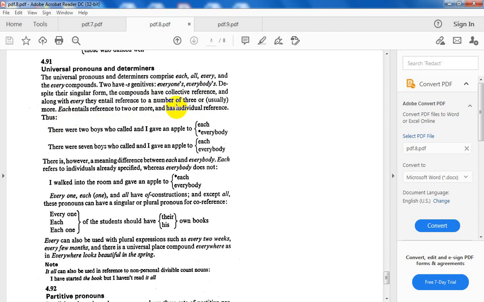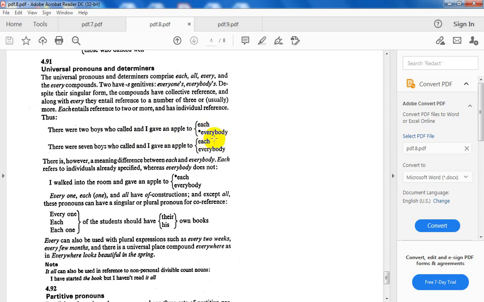Every is usually more. Each entails reference to two or more. Of course, every entails reference to a number of three or more. Every is for three or more, while each is for two or more, and has individual reference. There were two boys who called and I gave an apple to each.